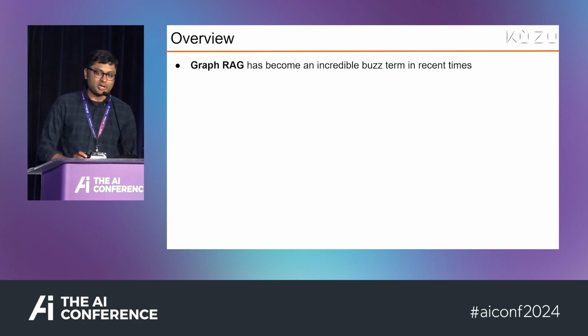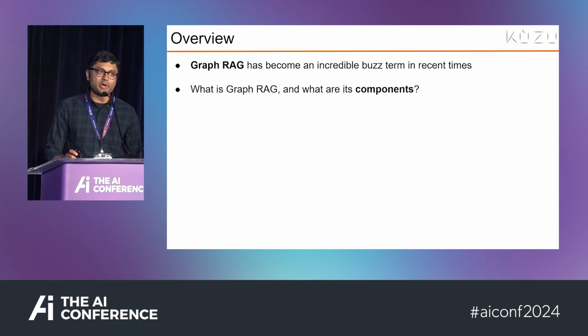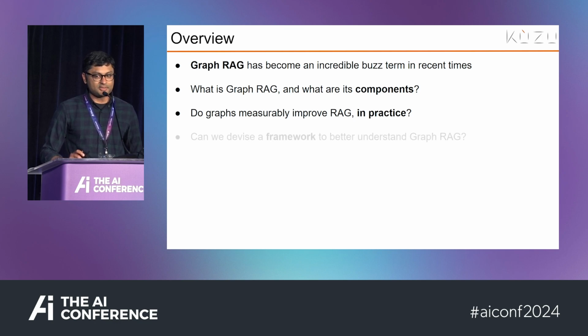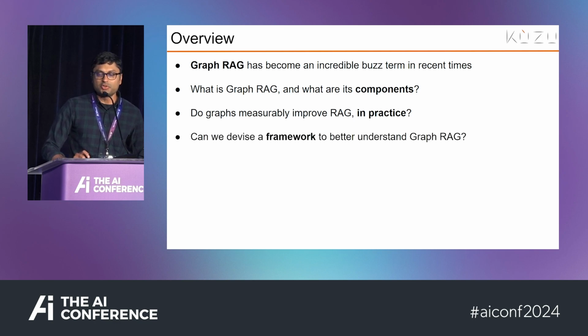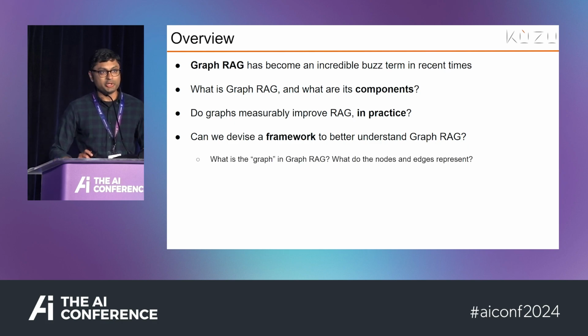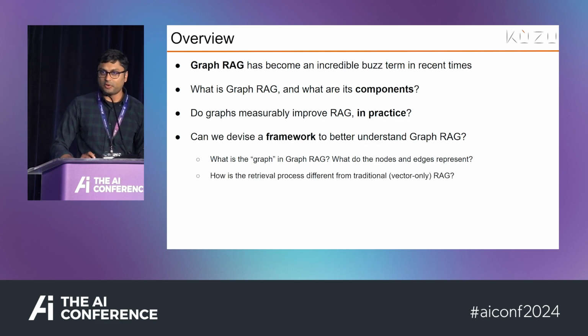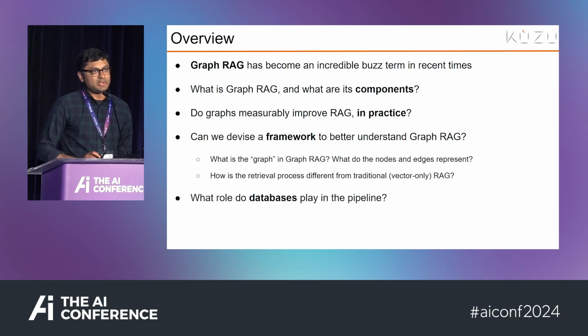I know Graph RAG has become an incredible buzz term over the last few months. And in this talk, we're going to go over what exactly Graph RAG is, like what are its components. The one thing we need to convince ourselves of is, do graphs measurably improve RAG in practice? And can we devise a framework to better understand Graph RAG? Namely, what is the graph in Graph RAG? What do the nodes and edges represent? And how is the retrieval process in Graph RAG different from traditional RAG, which we'll go over in some examples. And then what role do databases play in this process?